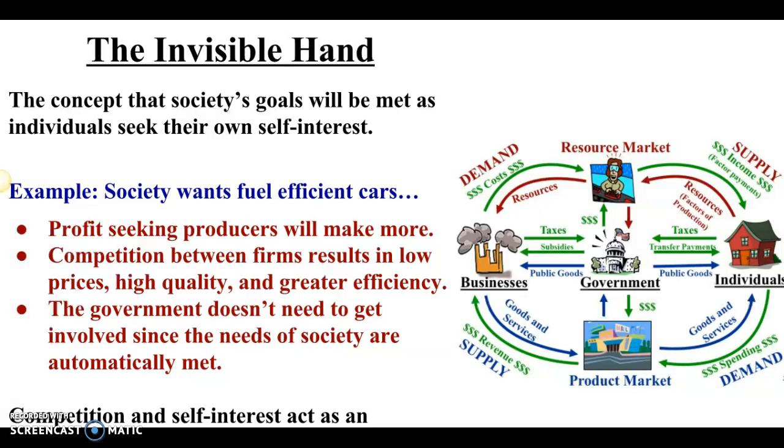When the first hybrid cars came out, they were expensive. The first Tesla car, when it came out, it was expensive. But over time, prices are lowering and more people have hybrid cars because more producers are making it, and they're making them cheaper because they're making it more efficiently. That's competition. That is self-interest.